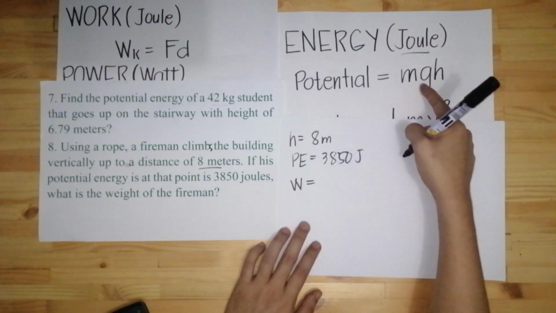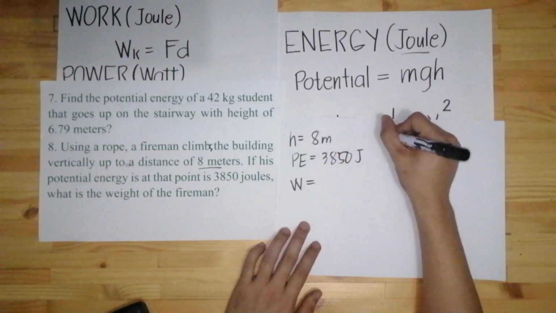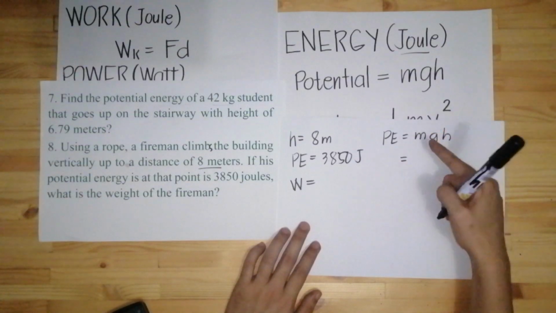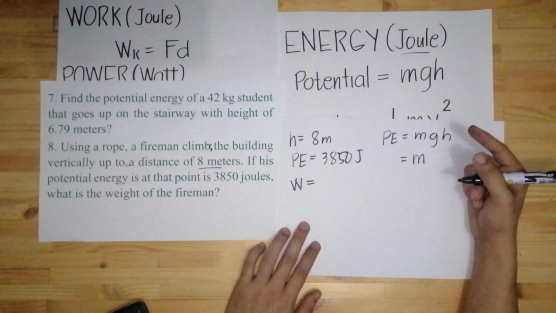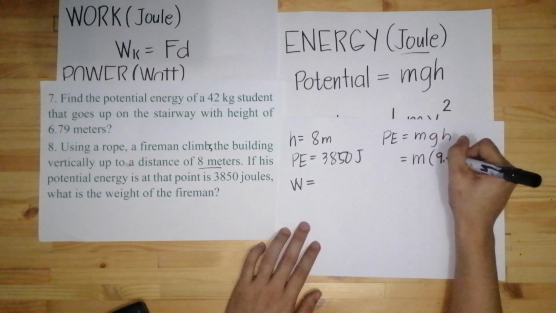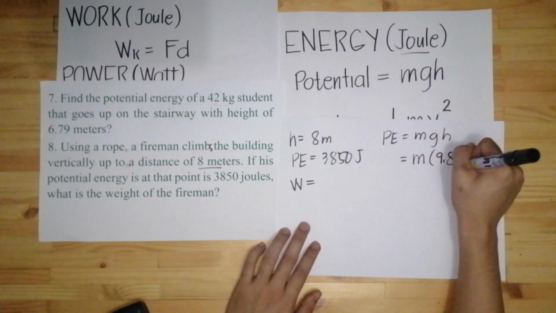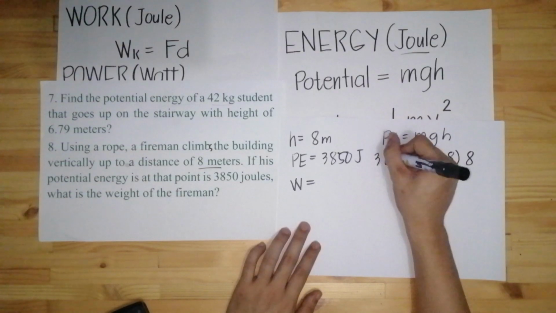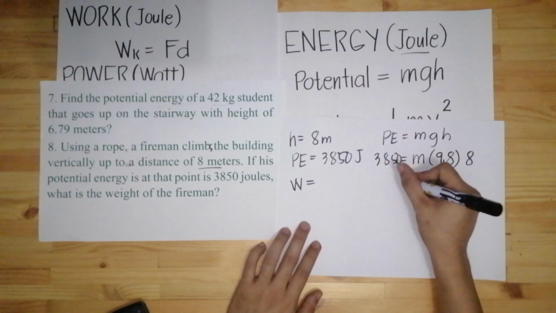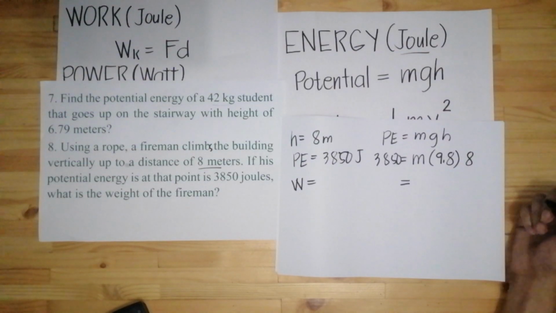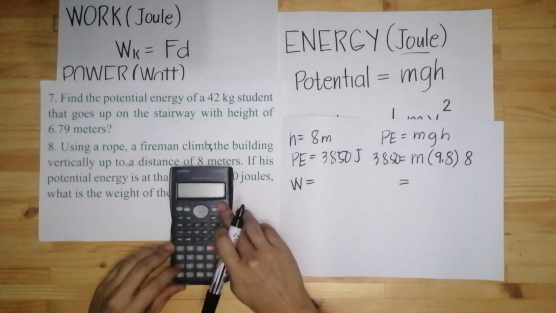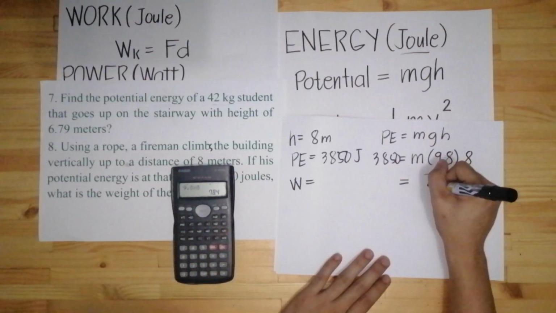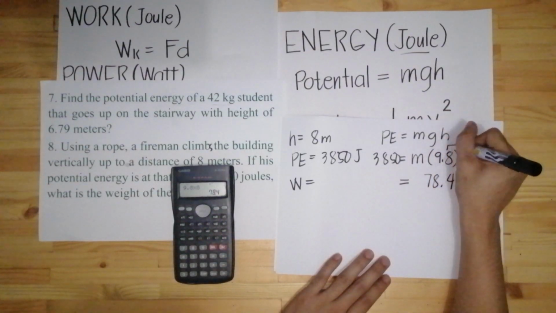Okay? So, gamitan yung formula ng potential energy, mgh. So, PE is equal to mgh. Palitan natin. Wala tayong mass. So, copy na natin yan. Yung G meron tayo, 9.8. Yung height natin is 8 meters. Then, potential energy is 3,850. So, multiply lang natin. 9.8 times 8. Okay, 78.4. Ito, pag minultiply mo to, 78.4.